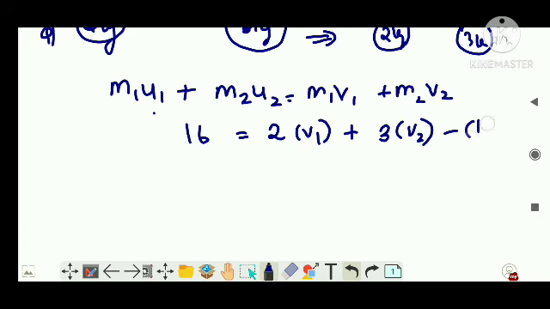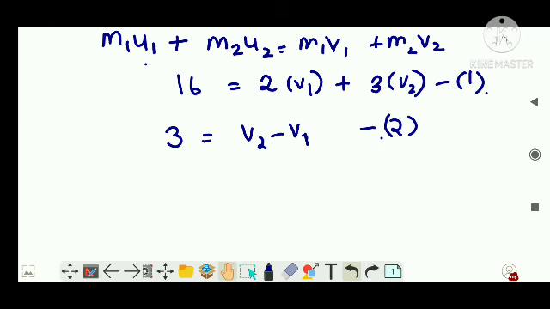Now, remember, during a perfectly elastic collision, the relative velocity before collision should be equal to the relative velocity after collision. What is u1 minus u2? That is 5 minus 2, that is 3, is equal to what is v2 minus v1? You don't know, you write it as v2 minus v1. You got a second equation. This is how we can solve the problems, guys.